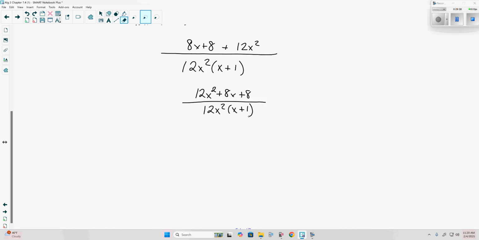Now, before we can call this finished, we do need to see if we can factor the numerator. So, always look for a greatest common factor first. Is there a greatest common factor between 12x squared, 8x, and 8? They all have a common factor of 4, which leaves us with 3x squared plus 2x plus 2 over 12x squared times x plus 1.